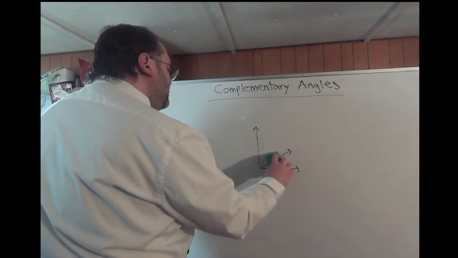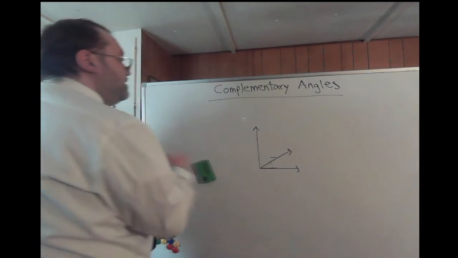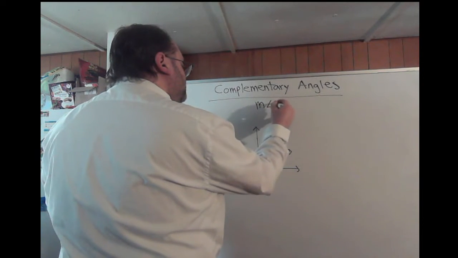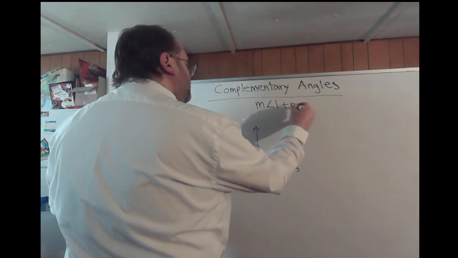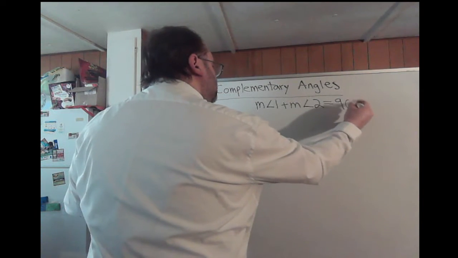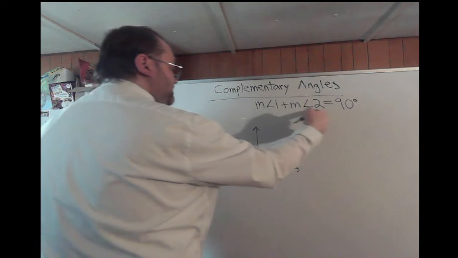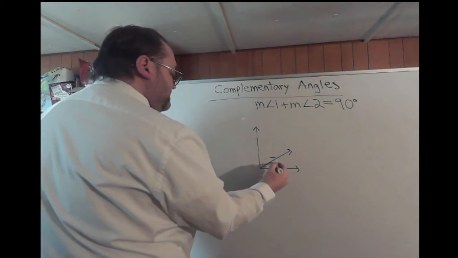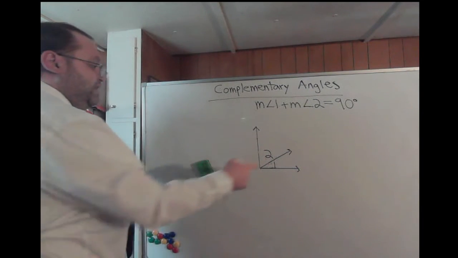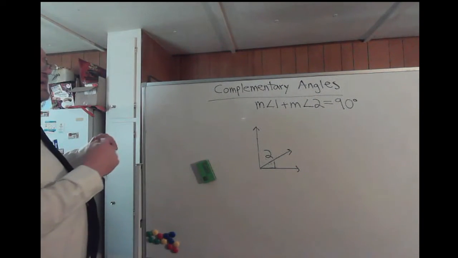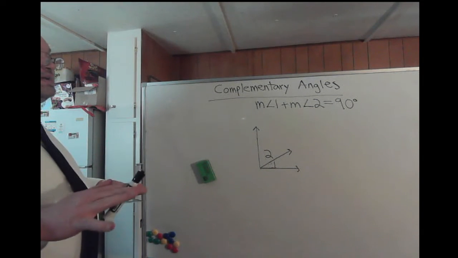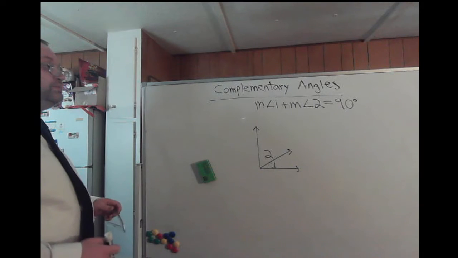So, complementary angles, again, occur when the measure of the first angle plus the measure of the second angle equals 90 degrees. Measure of angle 1 plus the measure of angle 2 equals 90. So here we have angle 1, here we have angle 2. If you add these two together, they should equal 90. If they add up to anything else but 90, they're not complementary angles.